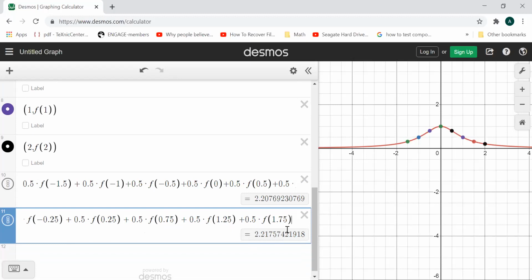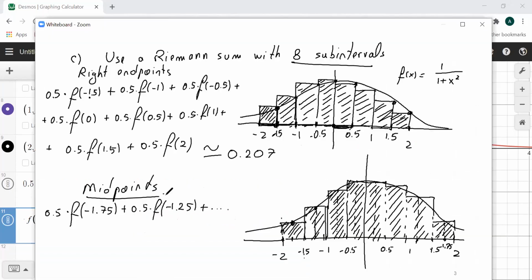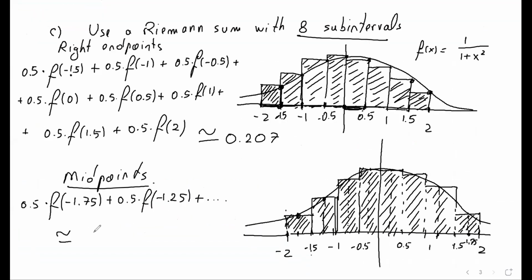Now, I don't know if this is the correct approximation. I'm going to write that in Desmos there and on the whiteboard, so 2.217. Now, by the way, the earlier result was 2.207. So as you can see, the results oscillate between 2.207 and 2.217. So it's approximately somewhere between 2.20 and 2.21, I think, the final area under the graph of this particular function.